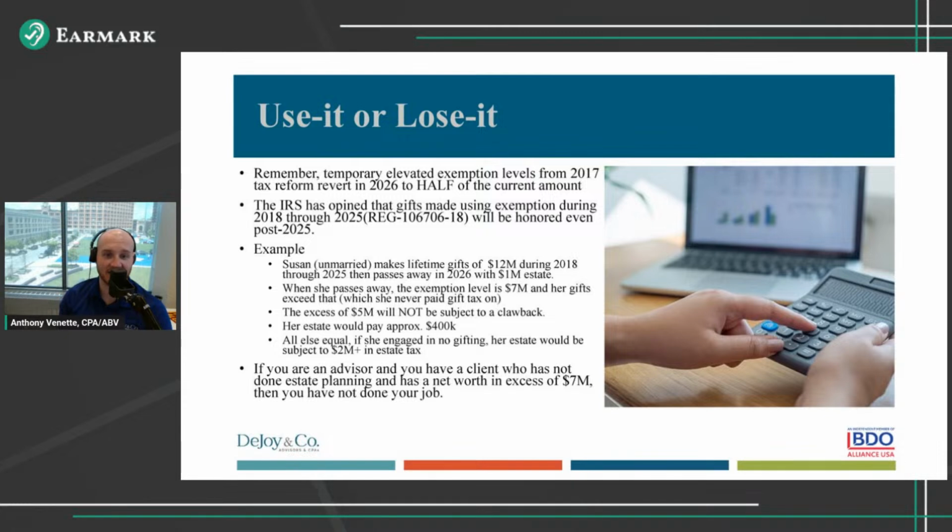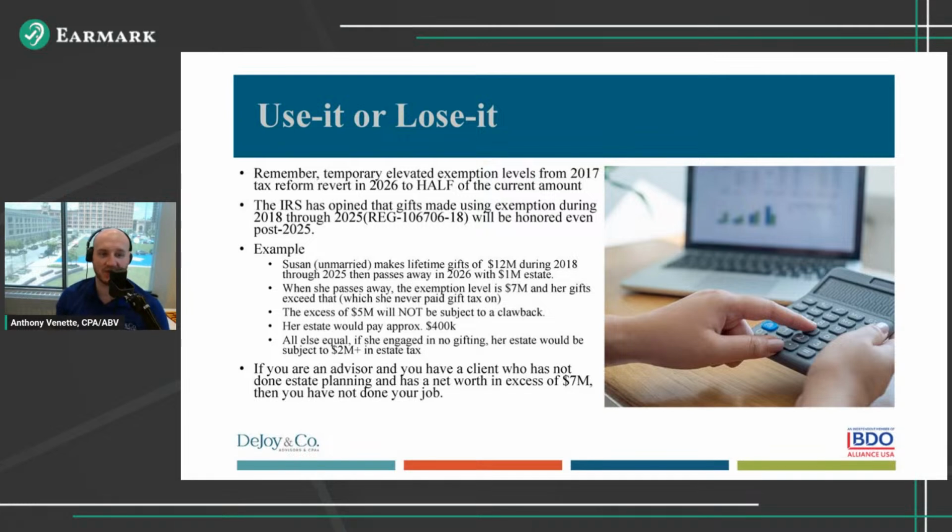So that excess $5 million that would normally be subject to an estate tax if she just left it in there, or with a clawback, that won't happen. So her estate would pay maybe $400,000 in estate tax and move on. All of that was huge tax savings, about $2 million. All of that goes on to the next generation. All that goes on preserving legacy, preserving the business that you worked so hard to build.